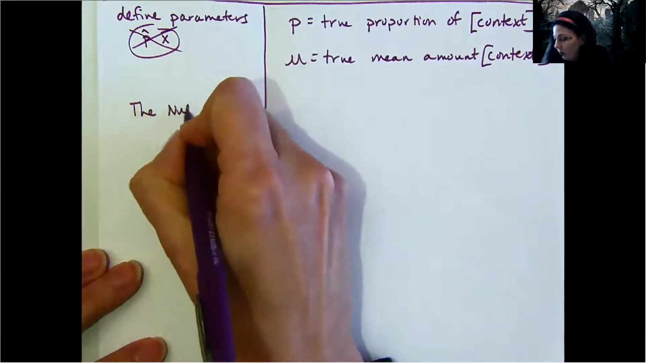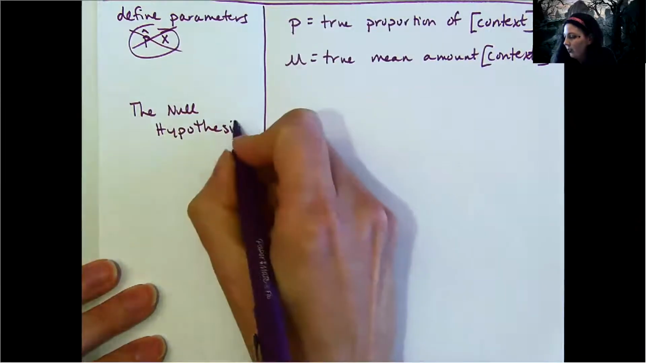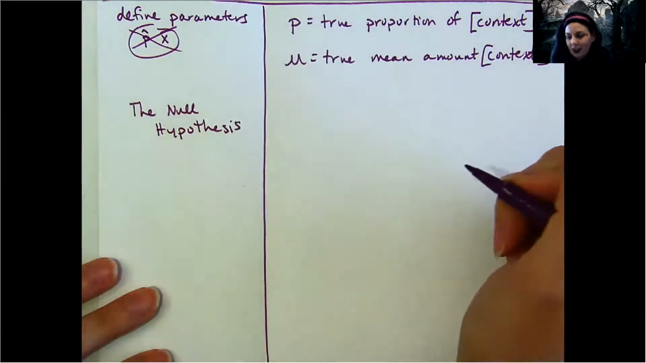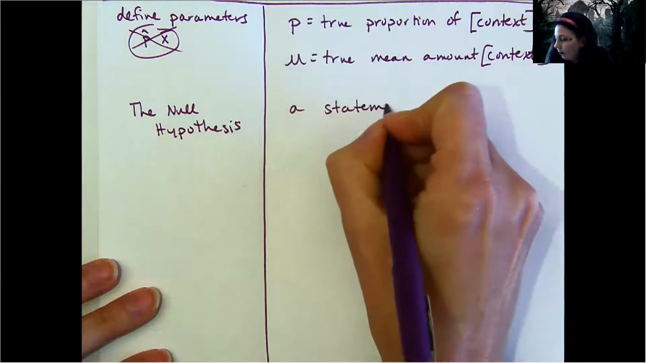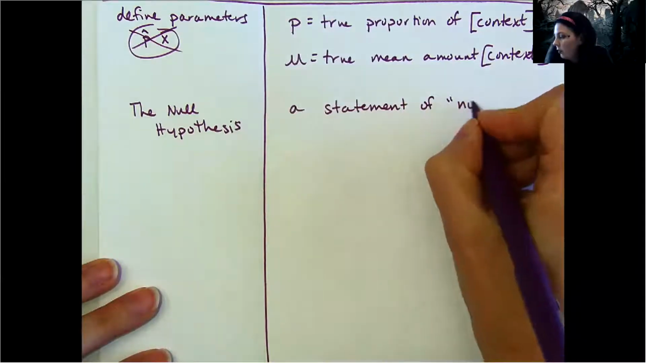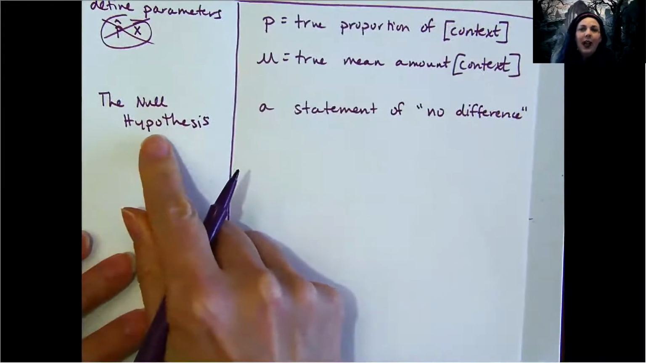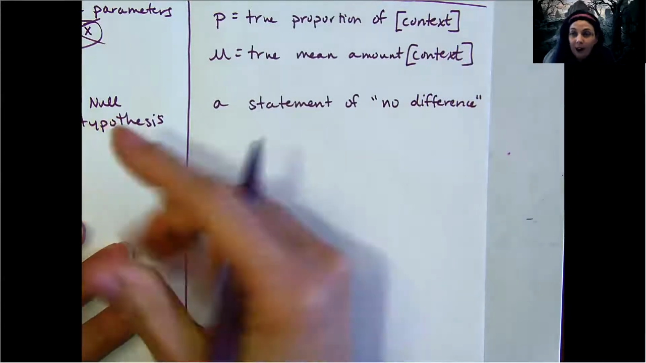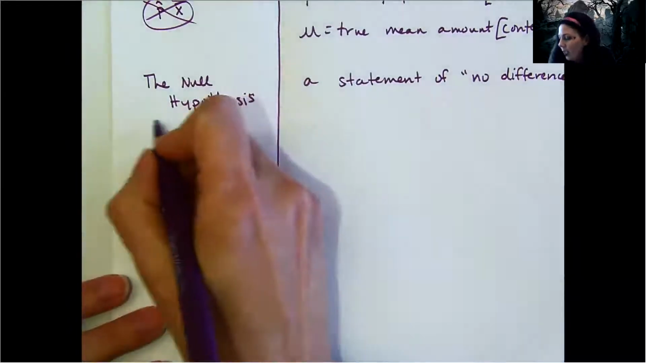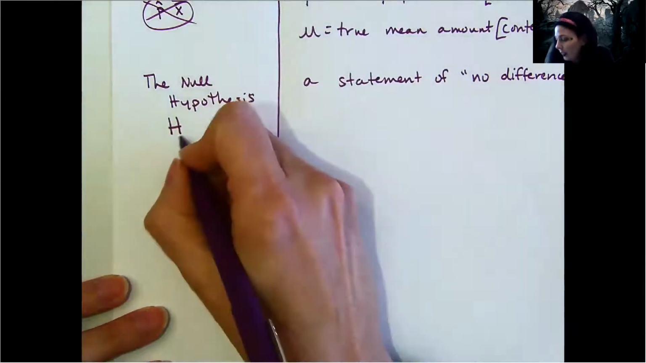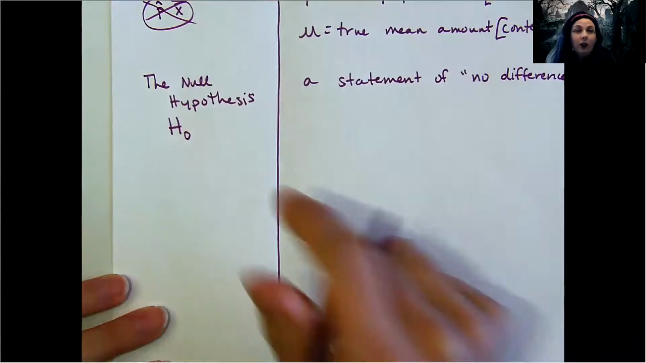The null hypothesis. What is the null hypothesis? Well, the technical definition is that it's just a statement of no difference. The word null means empty, not there. Null and void, cancel. So no difference. So in stats, we use this symbol H for the word hypothesis, and then a 0 here, which represents the nothing, the null. So this is our null hypothesis.